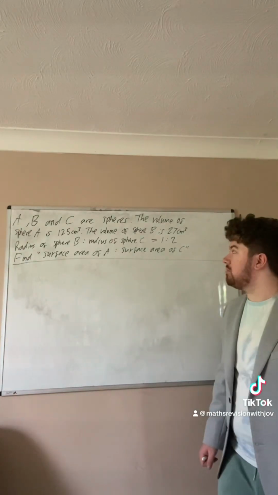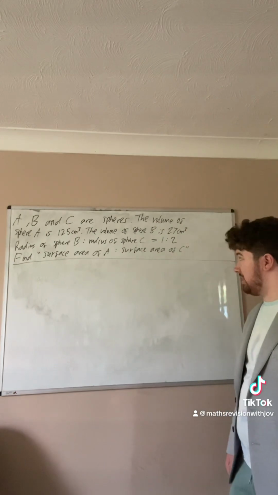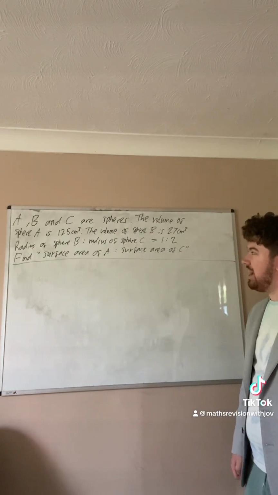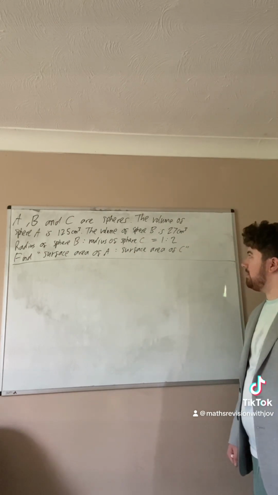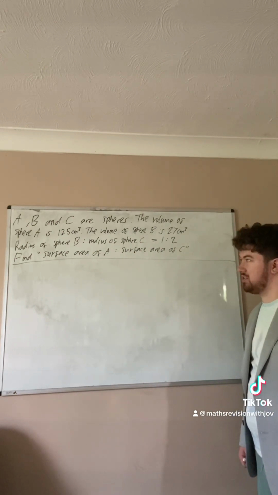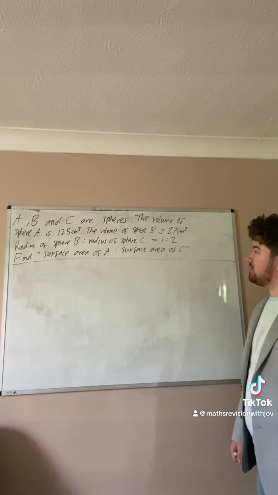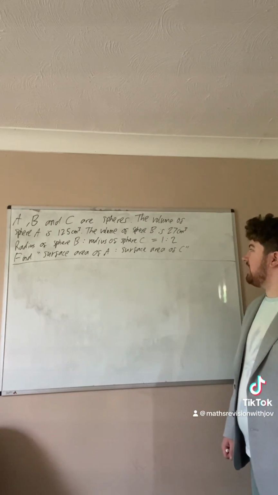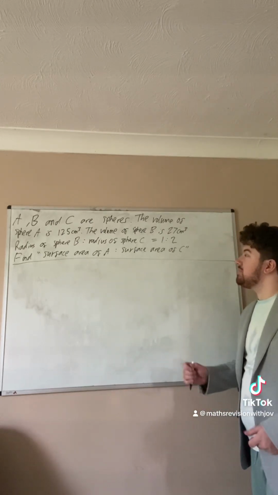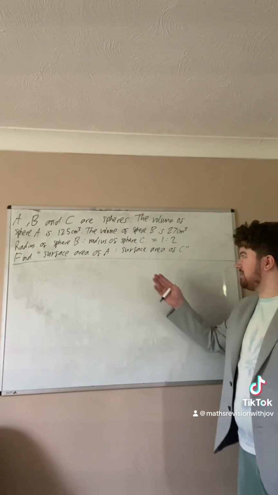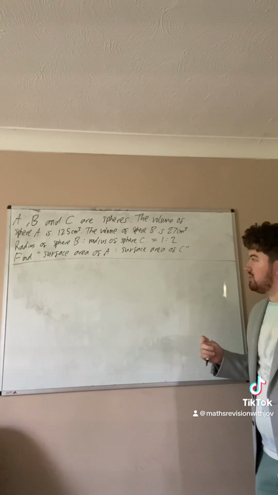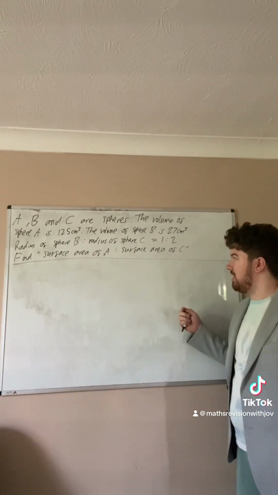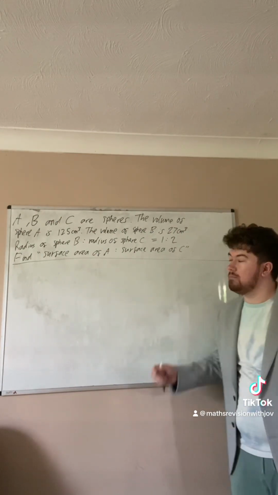Today we're solving the problem: A, B and C are spheres. The volume of sphere A is 125 centimetres cubed. The volume of sphere B is 27 centimetres cubed. The ratio of the radius of sphere B to the radius of sphere C is 1 to 2. And it wants us to find the ratio of the surface area of A to the surface area of C.